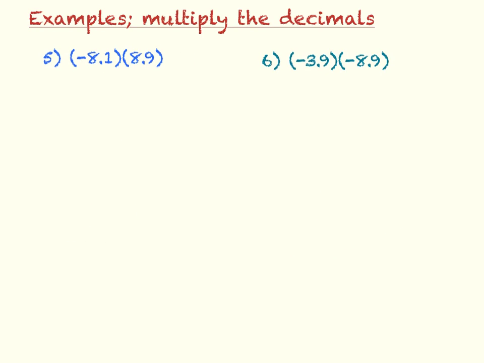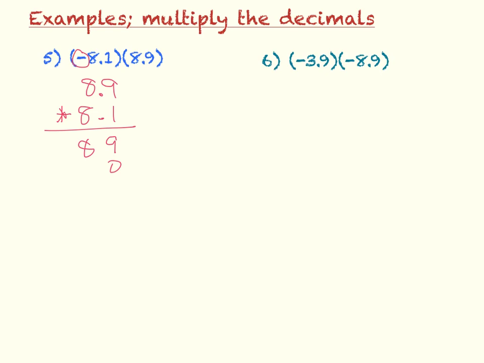Example number 5, negative 8.1 times positive 8.9. So again, this is just as before. We look at one negative there. So it's going to be a negative answer. So we have 8.9 times 8.1. 1 times 9 is 9. 1 times 8 is 8.